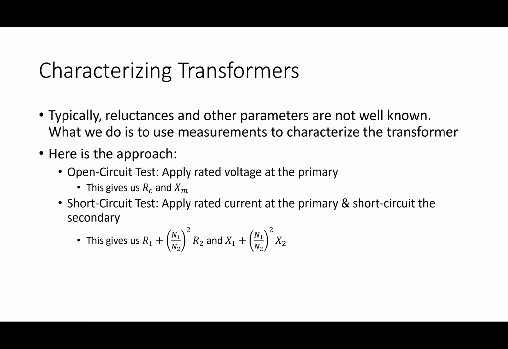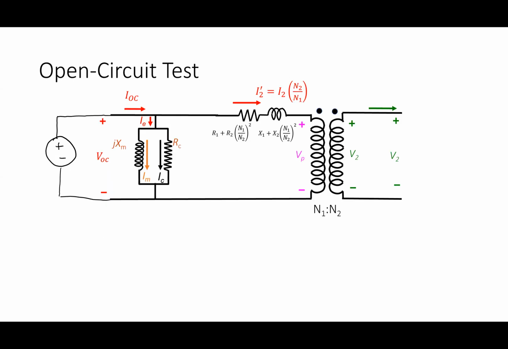The open circuit test, you put a voltage on the primary and you leave the secondary open circuited. And the short circuit test, you short circuit the secondary, which is potentially a bad thing. Short circuits usually aren't fun, right? So notice the thing I said here is I apply rated current at the primary and short circuit the secondary. Basically to try to keep things okay, I need to make sure that I'm applying less voltage than normal.